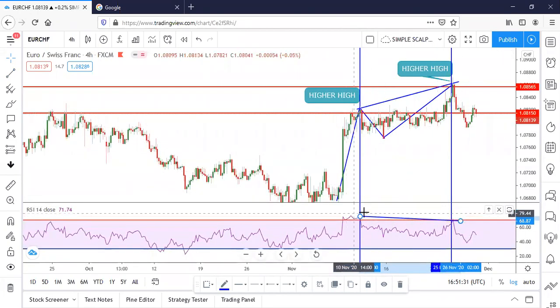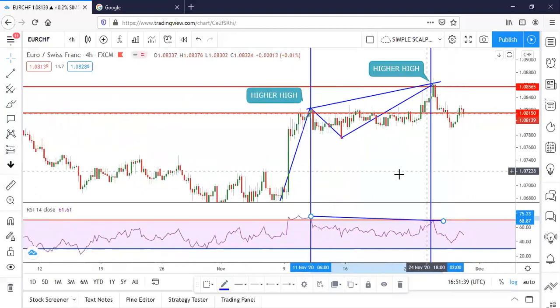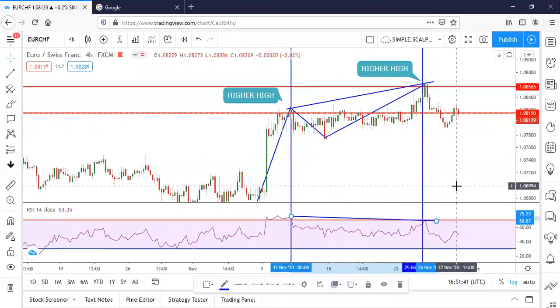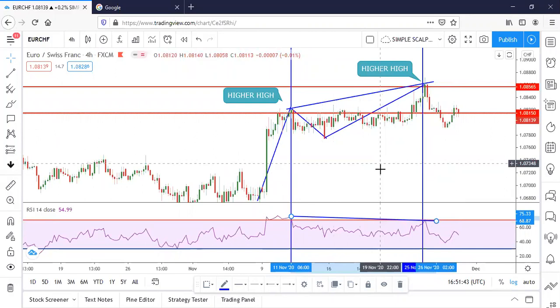So you want to see your indicator facing down. Okay, can you see this one now? Your indicator is facing down while your price chart is facing up. So that is a perfect divergence. This is a perfect divergence.